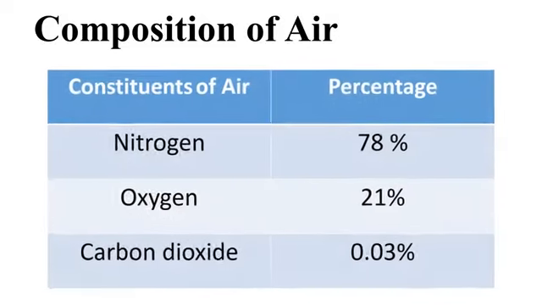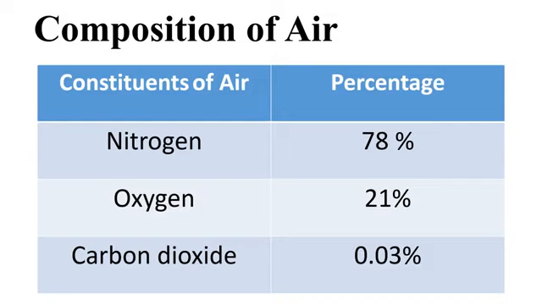Moving further, let us now try to find the composition of air. The major constituents of air and their percentage is tabulated here. Let's have a quick look at each of them. Nitrogen 78%, oxygen 21%, carbon dioxide 0.03%.